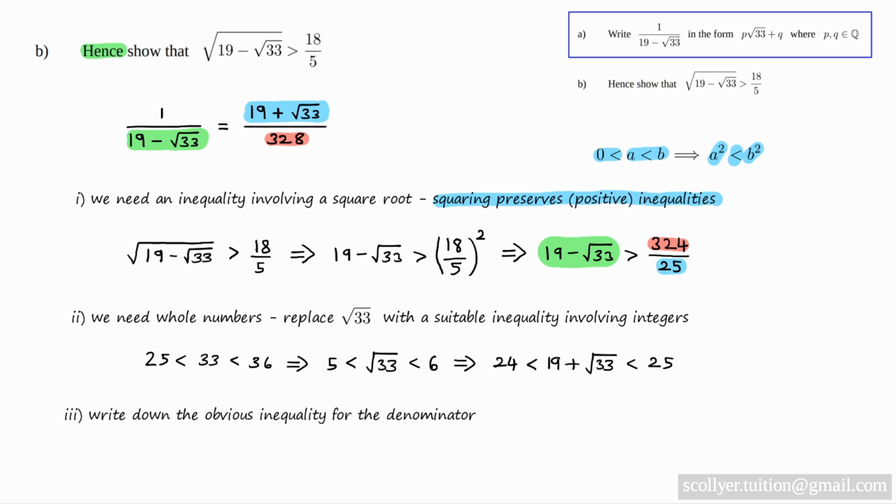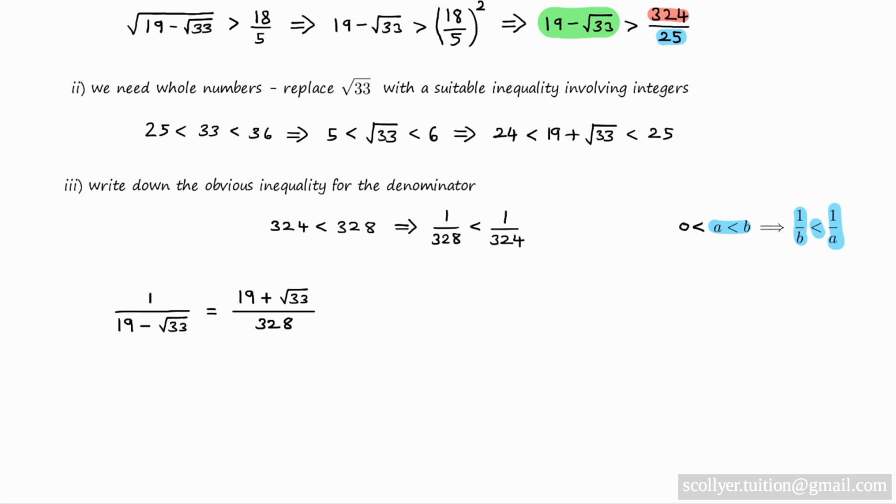And since we are trying to derive an inequality, we may as well write down the obvious inequality for the denominator. And we start with 324 is less than 328, which gives 1 over 328 is less than 1 over 324, which follows from the fact that if A is less than B, then 1 over B is less than 1 over A, as long as A and B are both greater than 0, which is the case here for 324 and 328. And now it's straightforward to derive the required result.